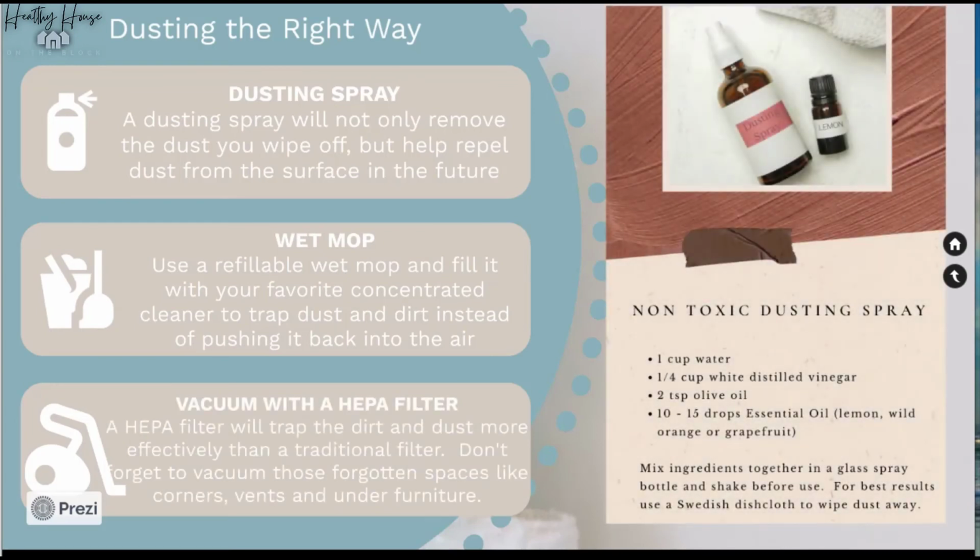And then here is our non-toxic dusting spray. You'll just find a glass bottle. You'll mix up 1 cup of water, a 1/4 cup vinegar, and then you'll add 2 teaspoons of olive oil. And then I would say 10 to 15 drops of the essential oil of your choice. I like lemon for dusting, but you could do orange, grapefruit. And then you'll just shake it each time you're going to use it.